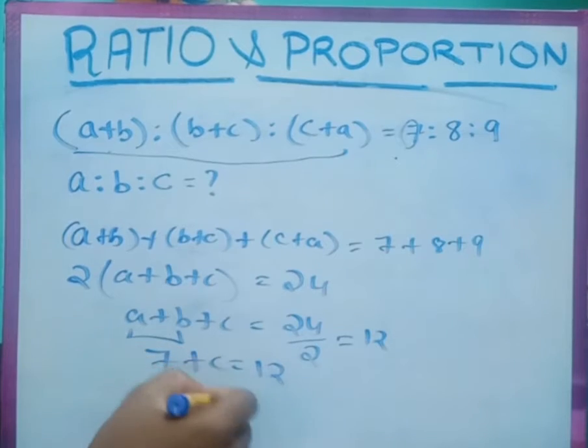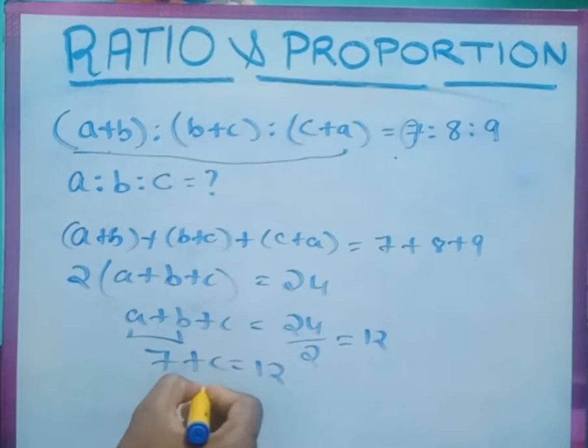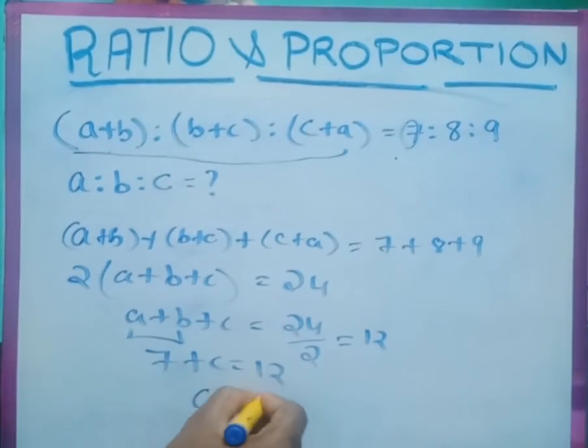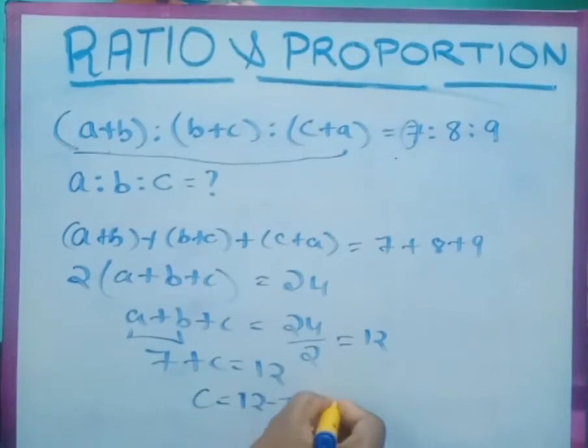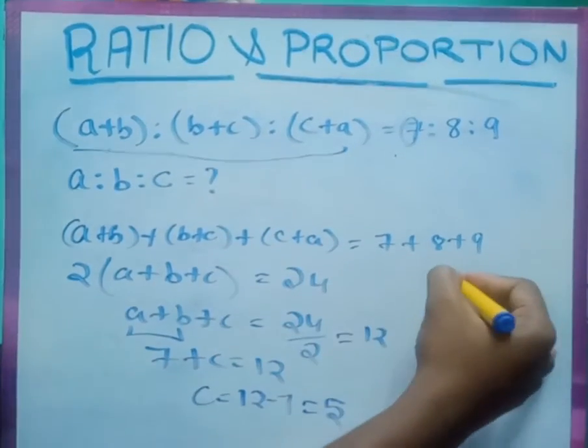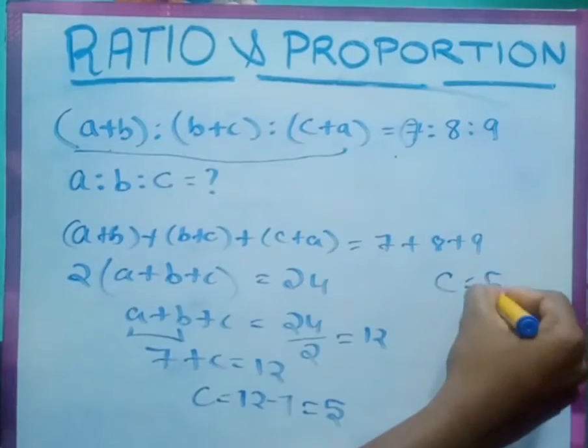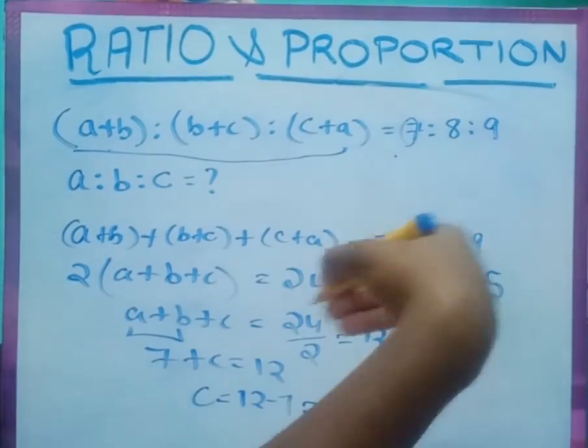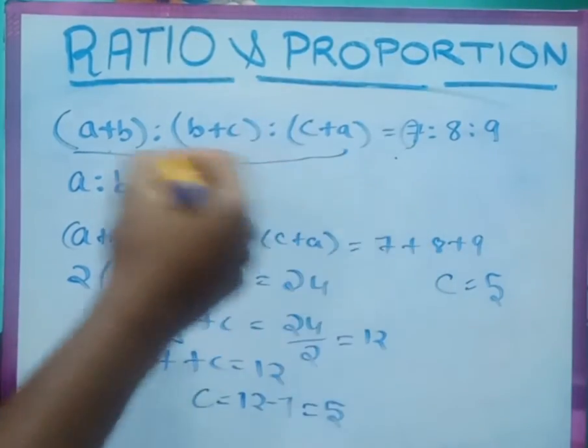So if we transfer 7 from this side to that side, it will become negative. So c is equal to 12 minus 7, that is nothing but 5, right? So we get the value of c is equal to 5. Now let's find other values. If c is 5, we can easily substitute in this.